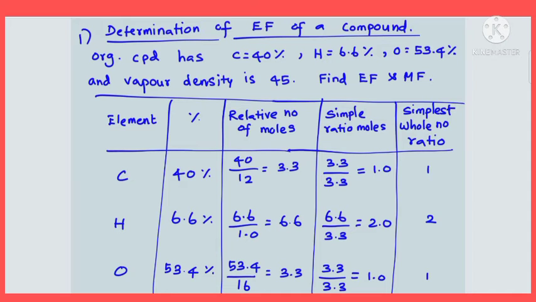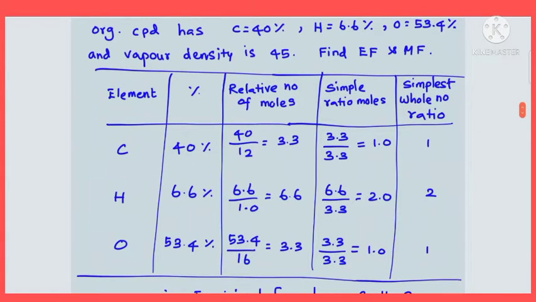Now this can be solved by drawing a tabular column with these headings: element, percentage, relative number of moles, simple ratio of moles, simplest whole number ratio. First we fill up the elements. The organic compound has 3 different elements: carbon, hydrogen, and oxygen. Then the respective percentages: carbon about 40%, hydrogen 6.6%, oxygen 53.4%.